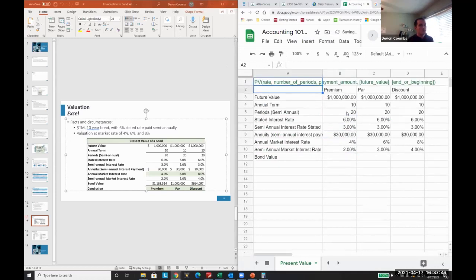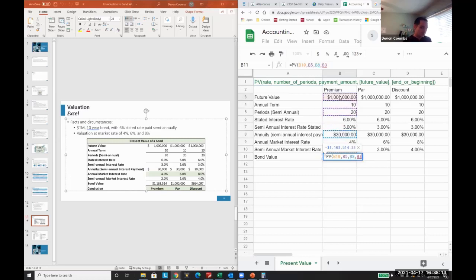How to read this, we're saying the present value function. Present value function is going to take the rate, that's the market rate, times the number of periods. Number of periods are 20. We've determined this. We're going to take the payment amount. We know that's $30,000. And we're going to take the future value, which is $1 million. And that gets us our present value.